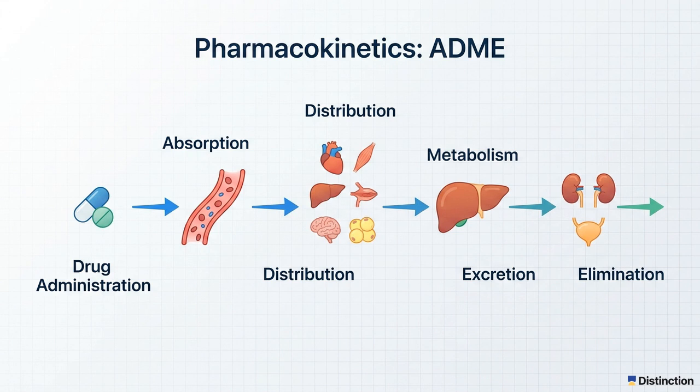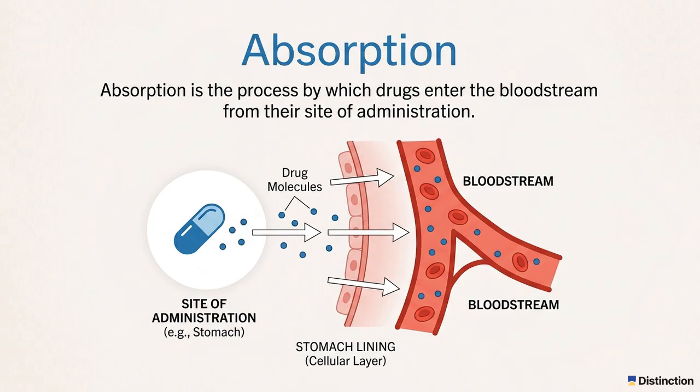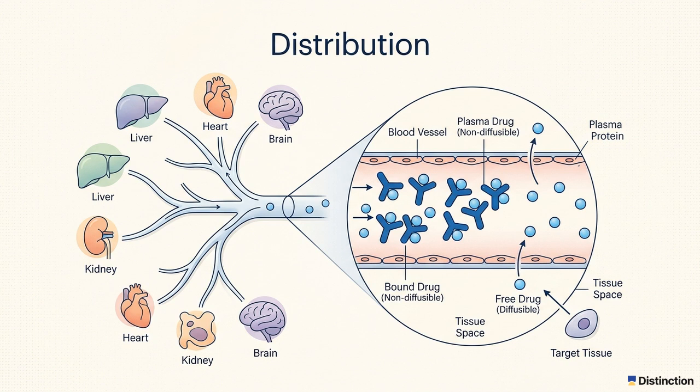This is the study of what the body does to the drug. It involves four main processes: absorption, distribution, metabolism, and excretion. Absorption is the process by which drugs enter the bloodstream from their site of administration. The rate and extent of absorption can vary based on factors such as the route of administration, formulation of the drug, and physiological conditions.